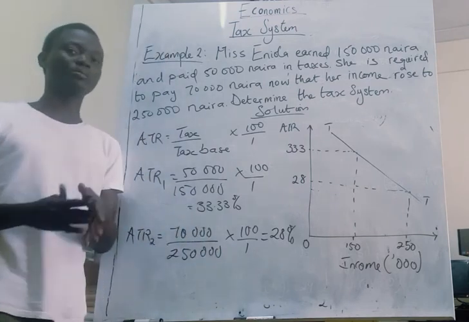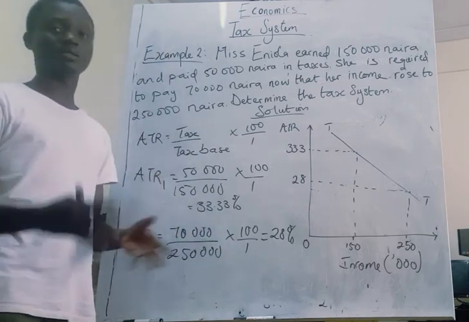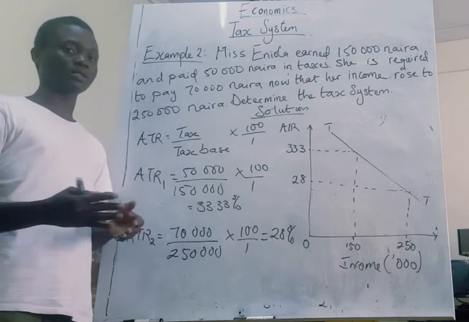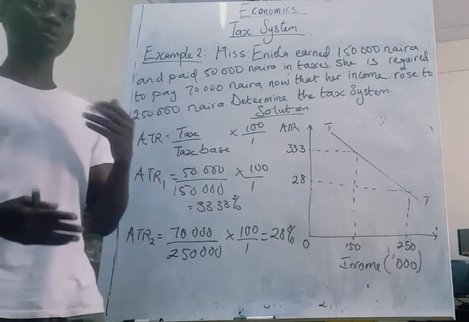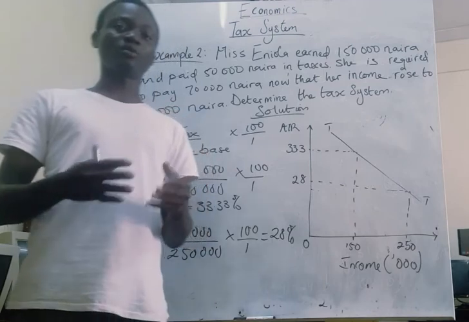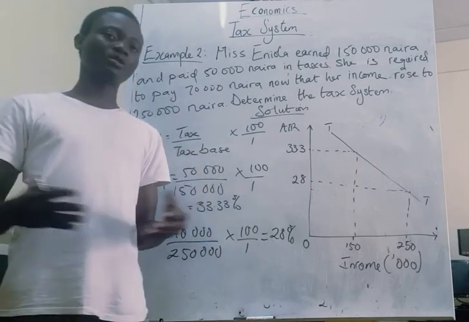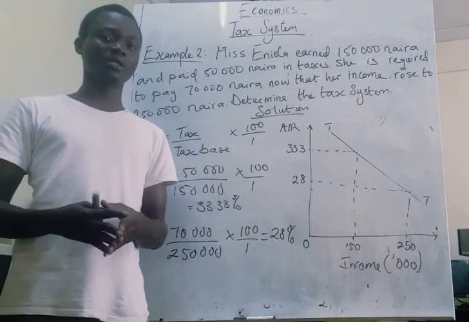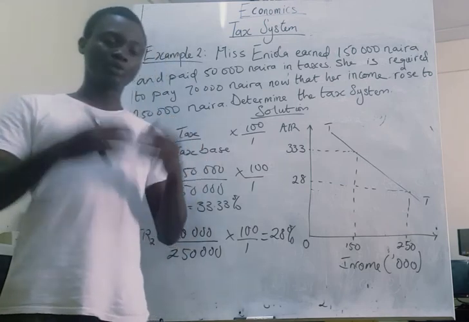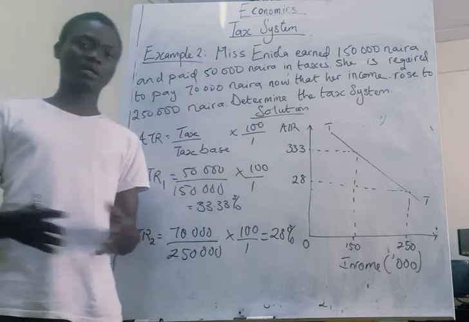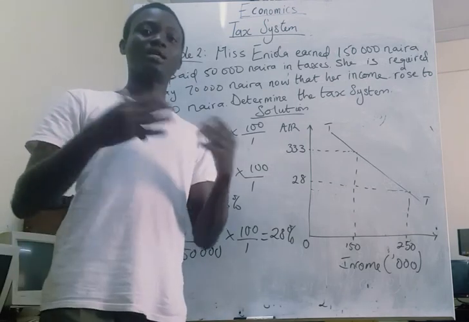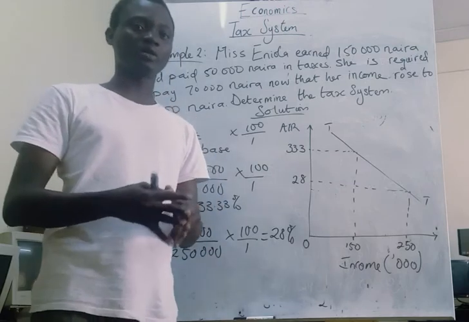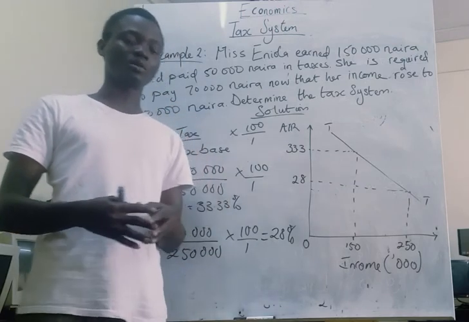Now let us move into the very last tax system, which is the proportional tax system. We say a tax system is proportional if an individual gets to pay the same tax rate irrespective of the income. So we have low income earners and high income earners paying the same percentage of their income. I'm not saying the same amount of income, but the same percentage.